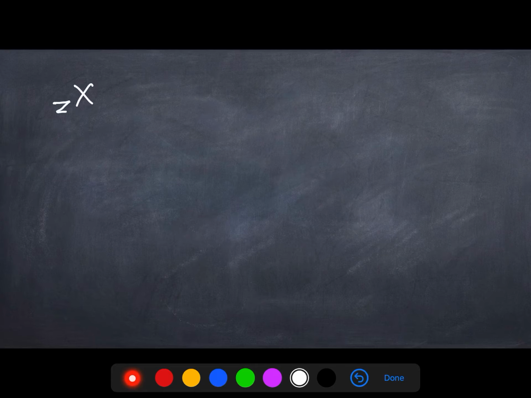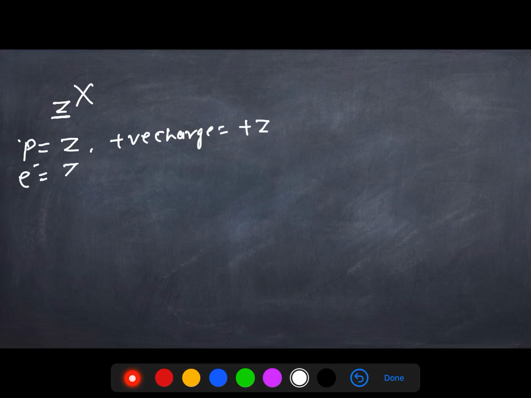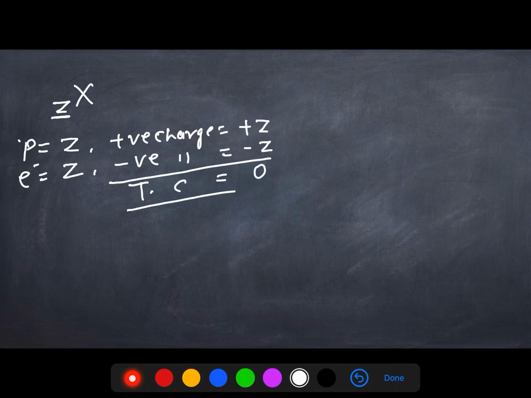Let's assume that there is any atom X, fine, atomic number G. It will have some atomic mass. Atomic mass is not involved in this, so let's ignore it for now. Since atomic number is G, the number of protons will be G, equal to the atomic number. And so the total positive charge will be plus G. Number of electrons will also be the same, G only, because it's a neutral atom. So the total negative charge will be minus G. And if you calculate the total charge, we get 0.